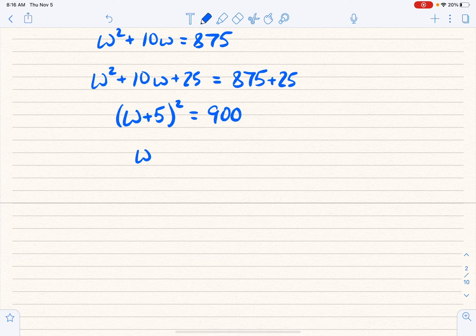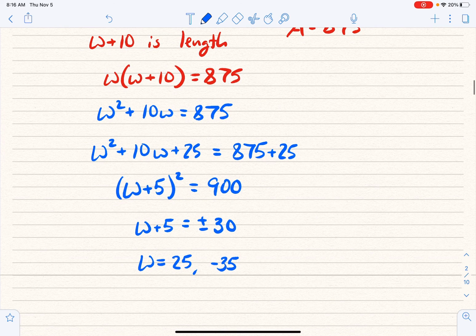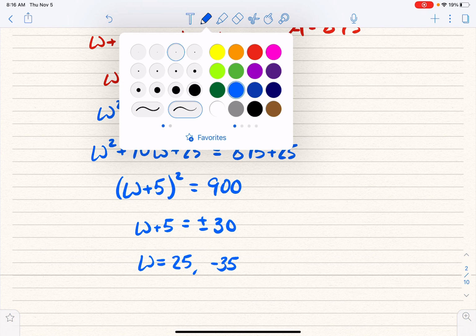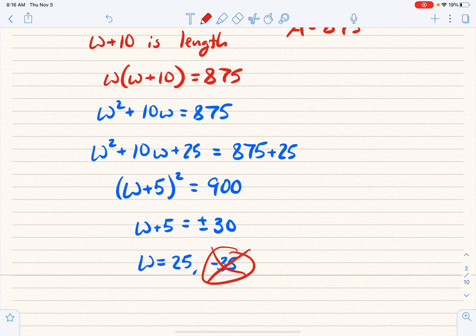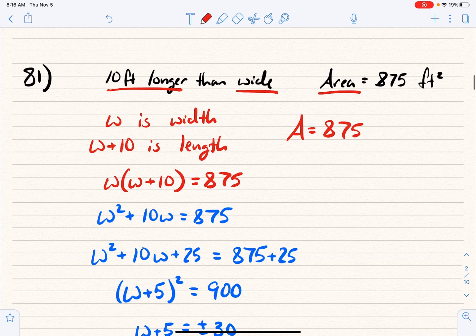Square root both sides. And the square root of 900 is 30. So I get W plus 5 is equal to plus or minus 30. Subtract 5 from both sides, and W is equal to 30 minus 5, which is 25, or W is equal to negative 30 minus 5, which is negative 35. Now, one of these answers I should kick out right away, and that, of course, would be the negative value. I have nothing against negative values, but in this case, we're not going to have the negative width of a room. That doesn't make any sense.